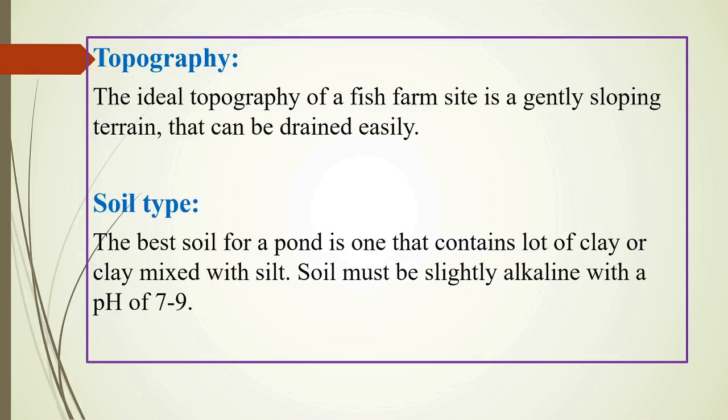Coming to the topography, it is used to describe the shape of the land, whether it is flat, hilly, upland or lowland. The ideal topography of a fish farm is a gently sloping terrain that can be drained easily. A shaped area with highlands on the 3 sides and with a narrow outlet on the 4th side is preferable. The ponds should generally be flat with a gentle slope towards the outlet.